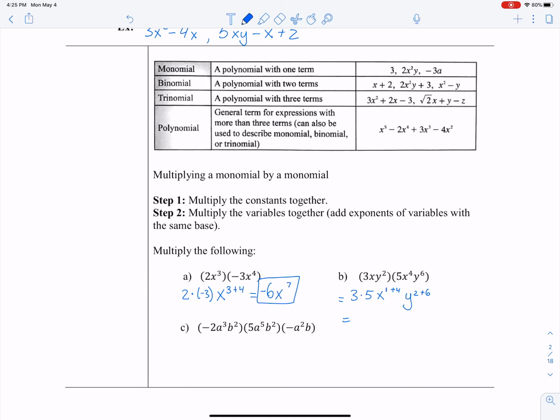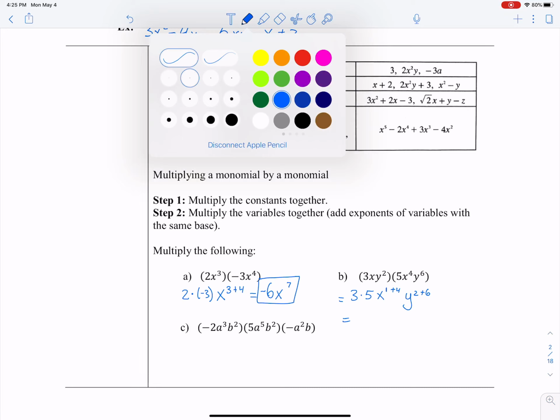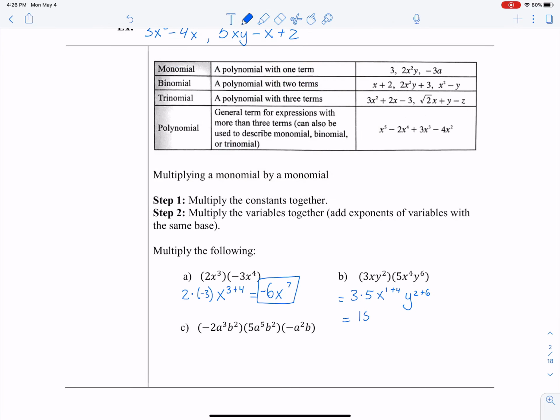So I can now do the multiplication of 3 times 5. That's going to give me 15. And then I have x, 1 plus 4 gives me 5. And 6 plus 2 gives me 8. So that's my final answer there.